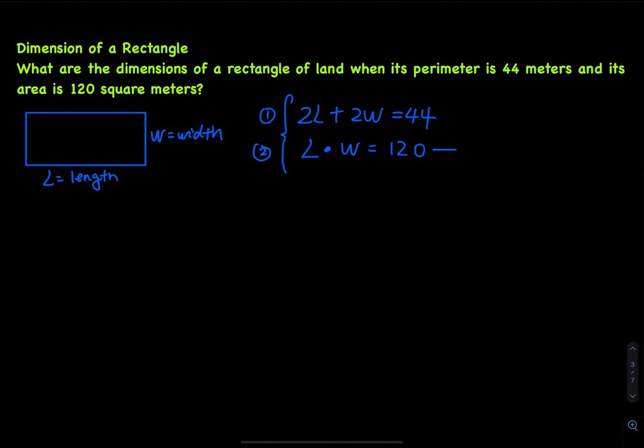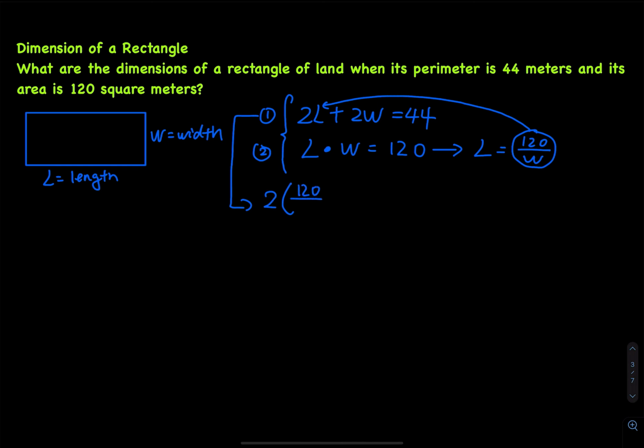Okay, so for equation 2, I would like to do L equals 120 divided by W. So now L is in terms of W. I can substitute this L to here. All right, and then what is equation 1 now? So equation 1 is 2 times L, which is 120 over W, plus 2W, that is equal to 44. All right, so that is 240 over W and then plus 2W equals 44.